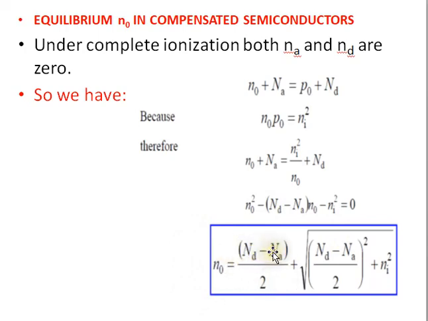That is (Nd minus Na) all over 2, plus the square root of ((Nd minus Na) over 2) squared plus Ni squared. This is the expression for the majority charge carriers N0, because we introduce donors, that is group 5 elements.